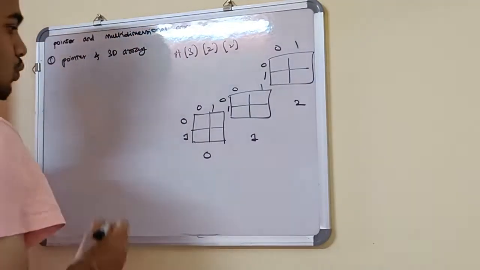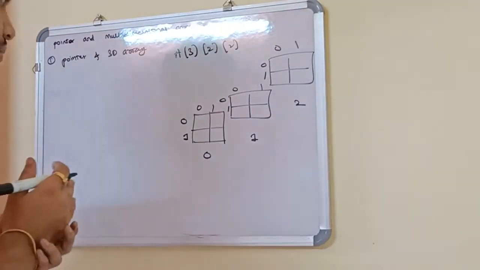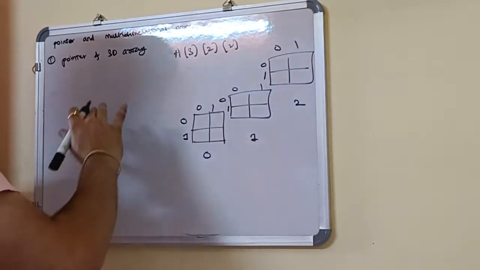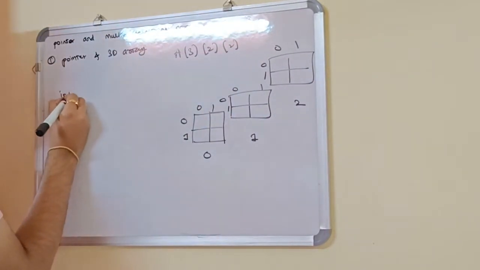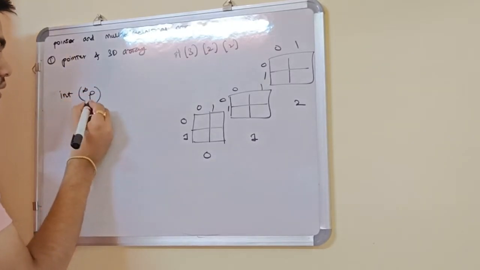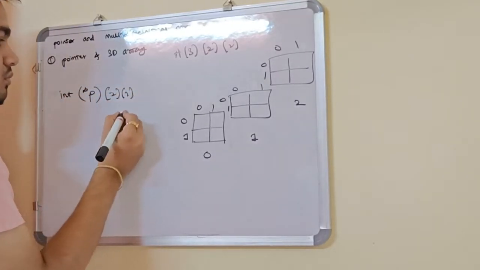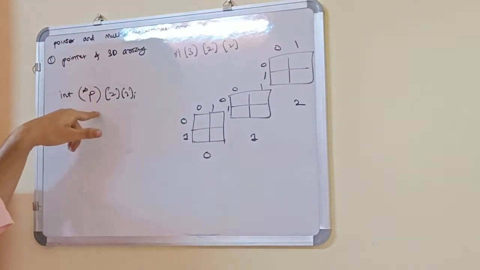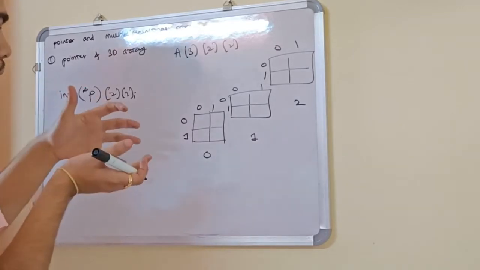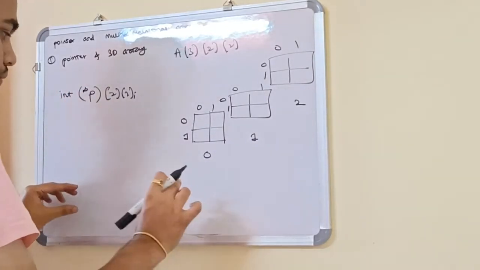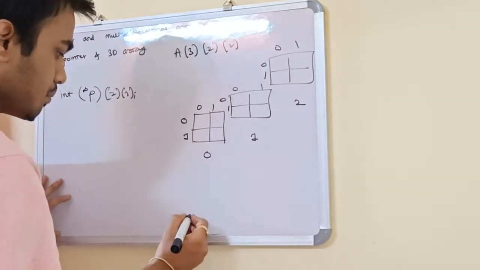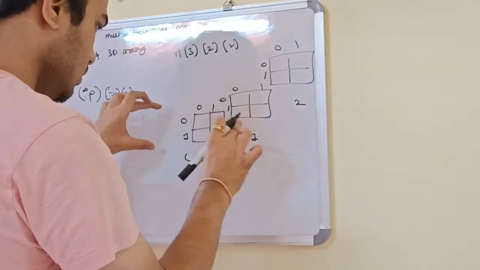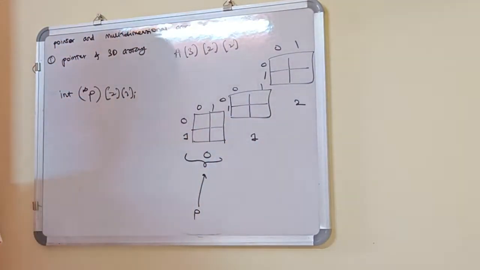Now there is one more way that we can give a pointer to this 3D array. I can write int (*p)[2][2]. This tells that p will point to a 2 by 2 array, that is 4 blocks. Now this p will point to this complete 2 by 2 array or 4 blocks of integer elements.